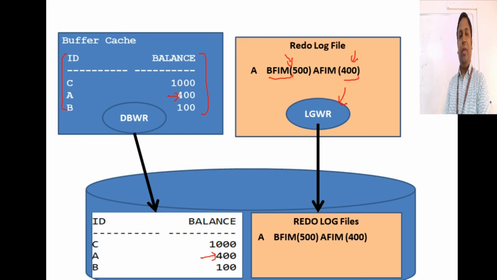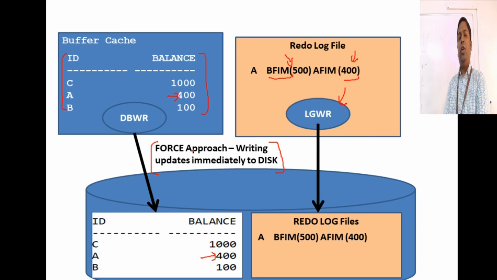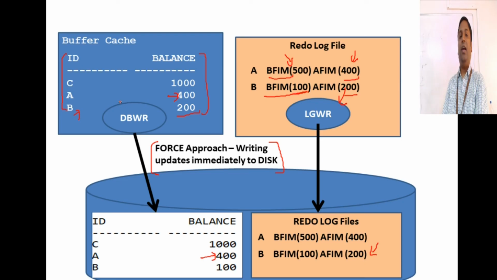What is the next change that should come in? This approach is also called the force approach. They use the keyword force approach, that is writing updates immediately to the disk. I am force flushing the data from the buffers to the data files. So what is the next step? You log the changes that you will make to B: before image is 100, after image is 200. And then what's the next step? The log writer will log this immediately, and then the DB writer will write the change, 200, immediately. Finally, commit will happen. This is another technique.